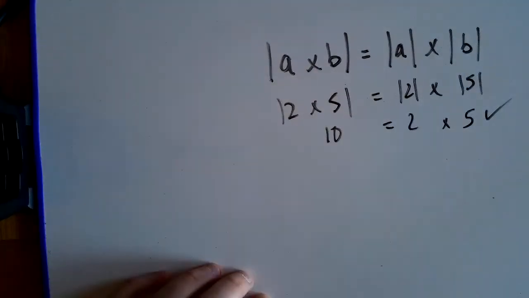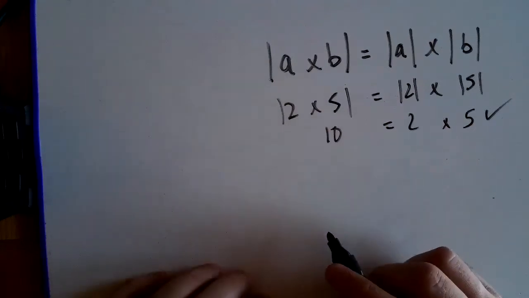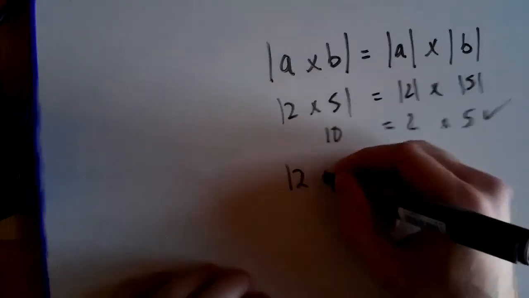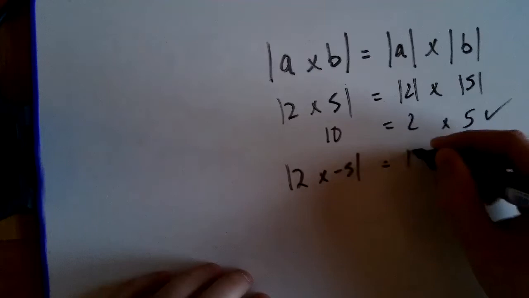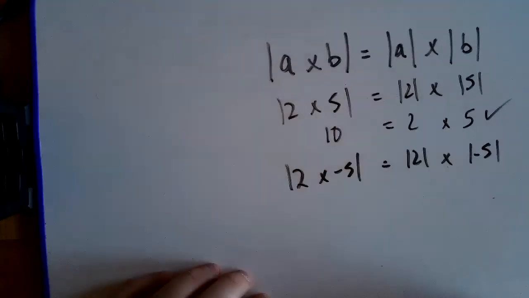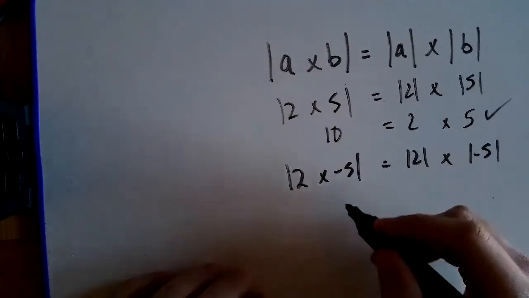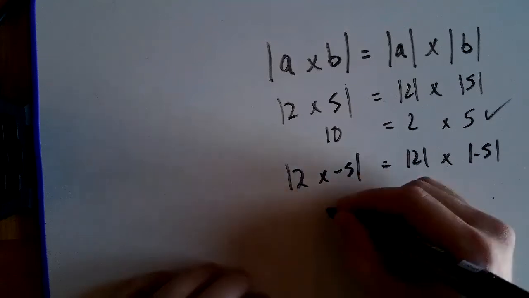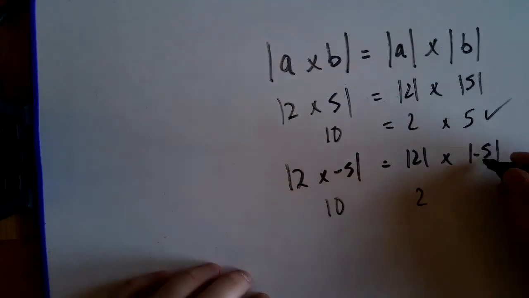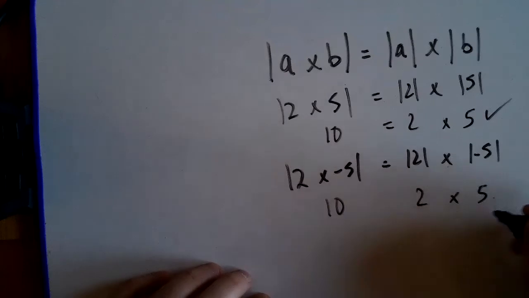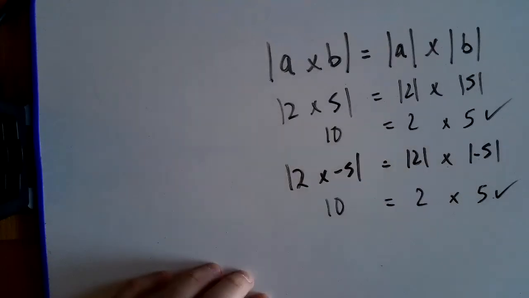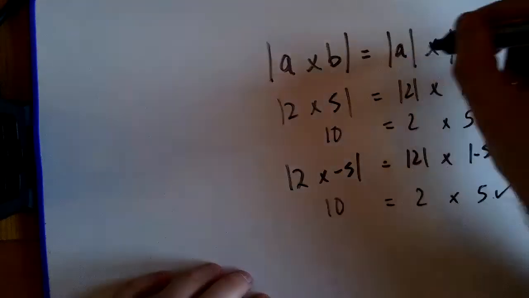Okay, let's try a negative number. So let's do 2 times minus 5. Okay, so 2 times minus 5 is minus 10, and modulus of minus 10 is 10. That's 2, that's 5. 2 times 5 is 10. So it works. So this rule, in fact, does work.